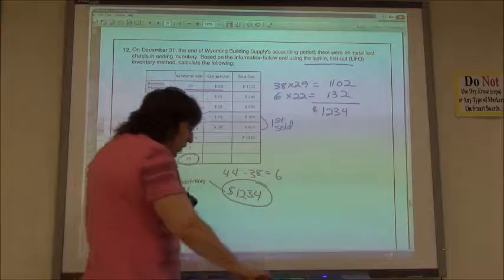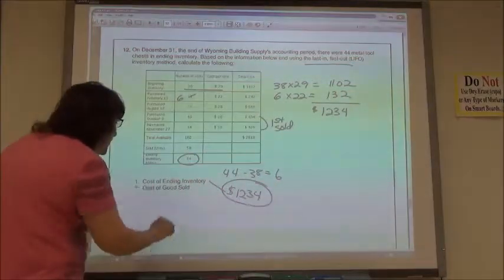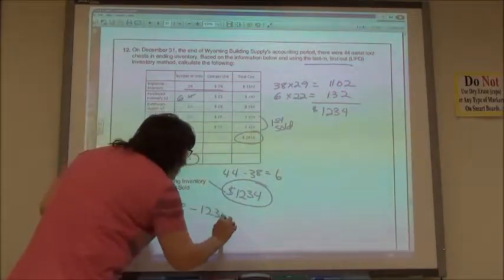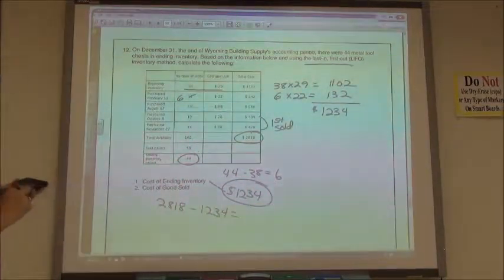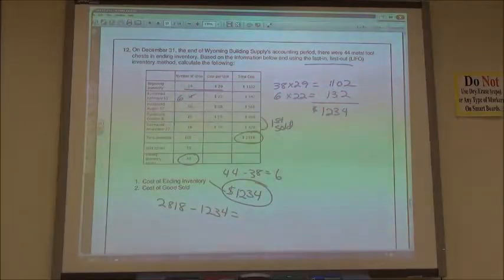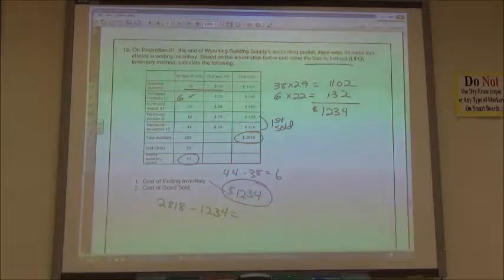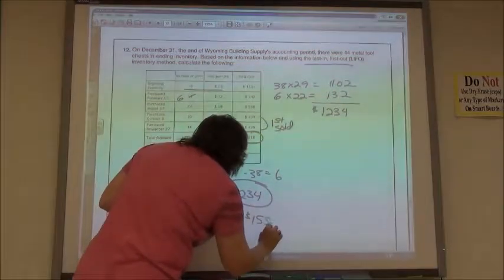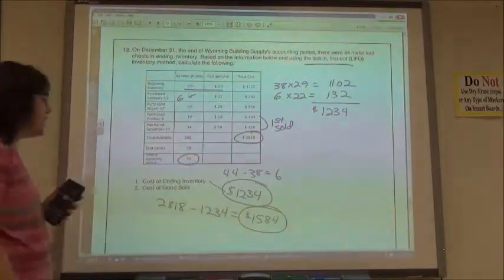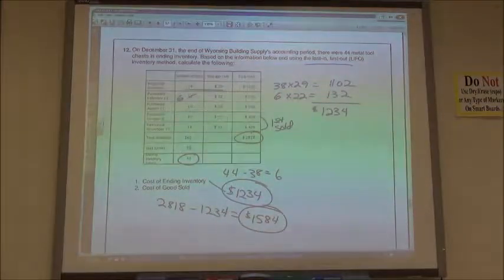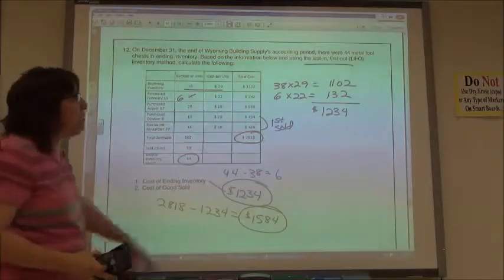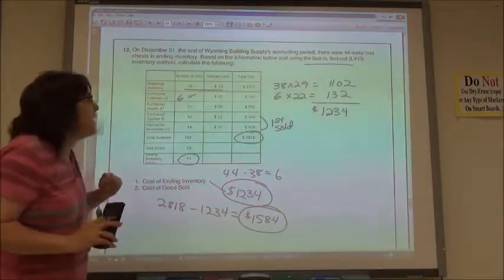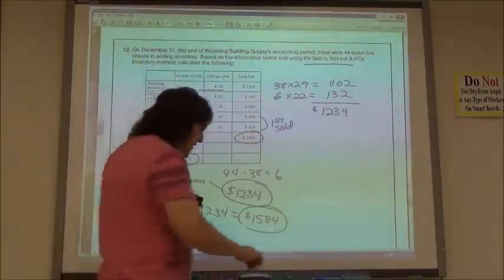We also want to know the cost of the goods that we actually sold. So $28.18 was our total cost. We have $12.34 left in inventory. So $28.18 minus $12.34 gives me $15.84 for the cost of the goods that I sold. So last in, first out. I sold these first. I have the old stuff left in inventory. It's kind of strange, I know. So keep those two things in mind.